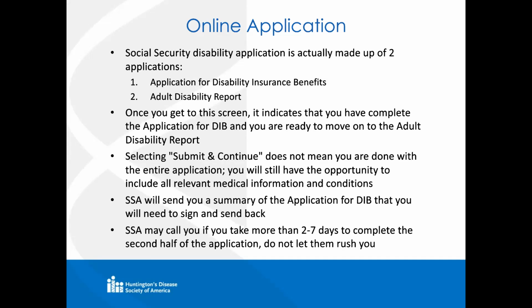So what will happen is Social Security will send you a summary of the application for DIB that you just completed, which you'll need to sign and send back. And just as a heads up, if you have a Social Security office that is appropriately staffed for the population in your area, they may work a lot faster than other offices. And if you haven't finished the adult disability report within 2 to 7 days, they may call you and be like, how come you haven't submitted the other half of the application? Tell them you're working on it.